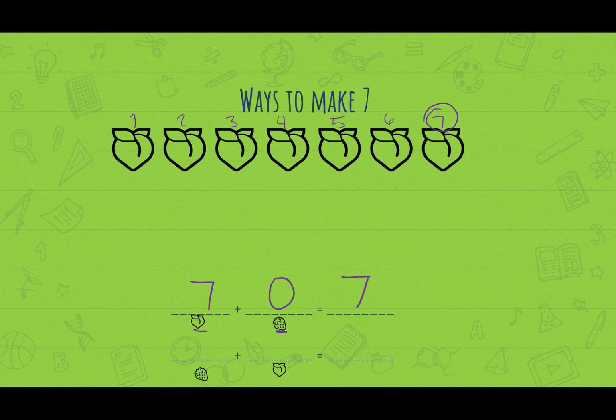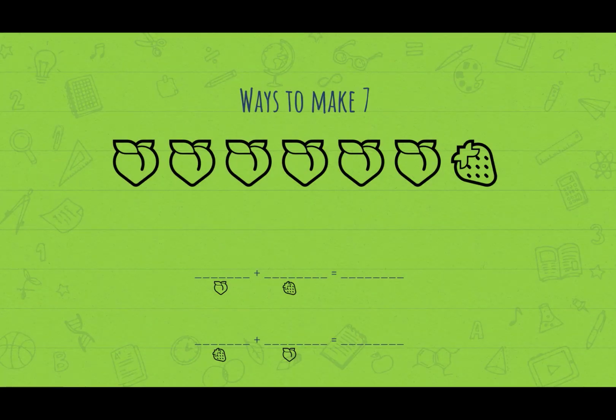So I know that I have 7 peaches and I have 0 strawberries, but I have 7 fruit altogether. And so if I'm going to write my strawberries first, I would say I have 0 strawberries and I have 7 peaches and I still have 7 fruit all together. So this is one way that we can show 7: 7 plus 0 or 0 plus 7.